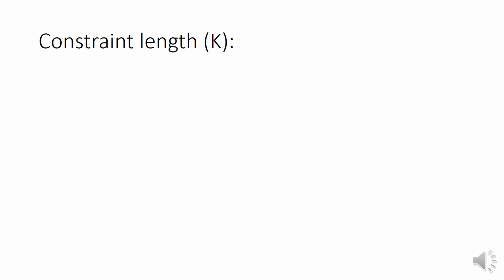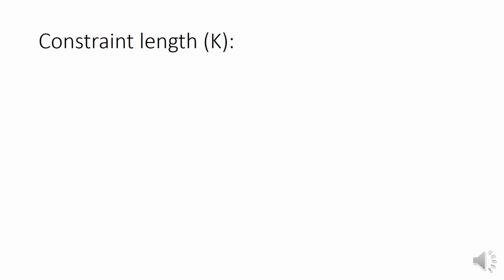We know that V1 and V2 are combinations of M, M1 and M2. Since a single message bit remains in M during the first shift, in M1 during the second shift and in M2 during the third shift, it mainly influences V1 and V2 for the 3 successive shifts.